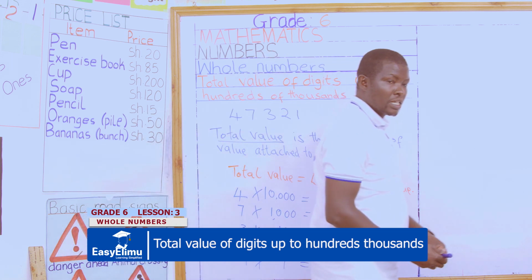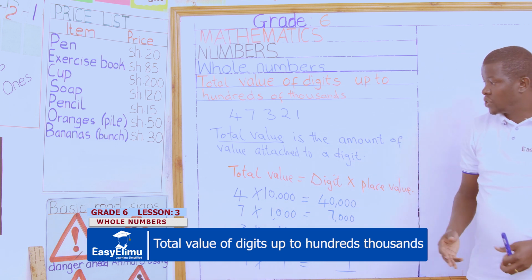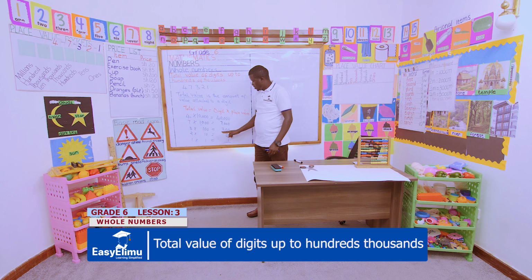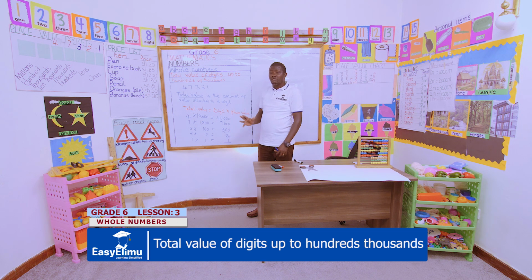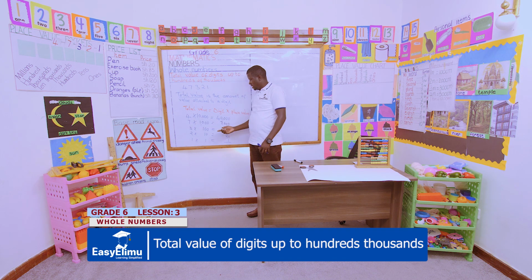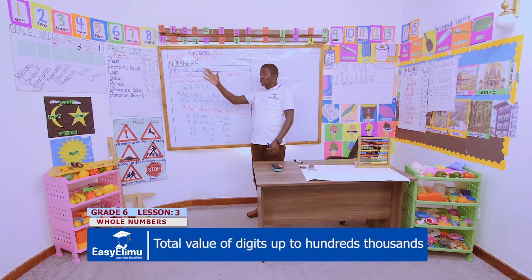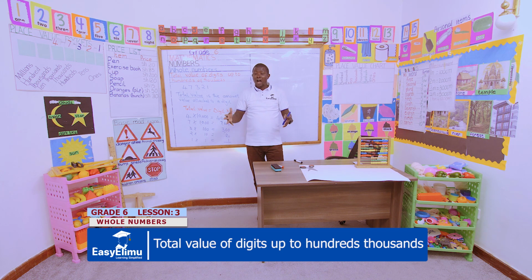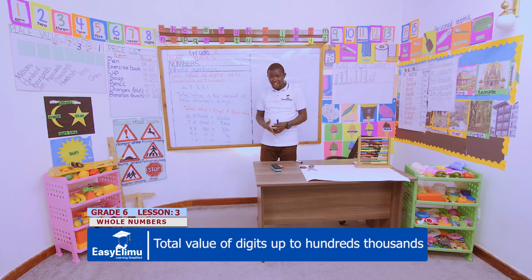So that is our answer. The total value of digit 3 is 300. The total value of digit 7 is 7,000. The total value of digit 1 is 1, because it is 1 multiplied by 1 according to its position on the place value chart. With that, learners, now we have understood how to work out the total value.